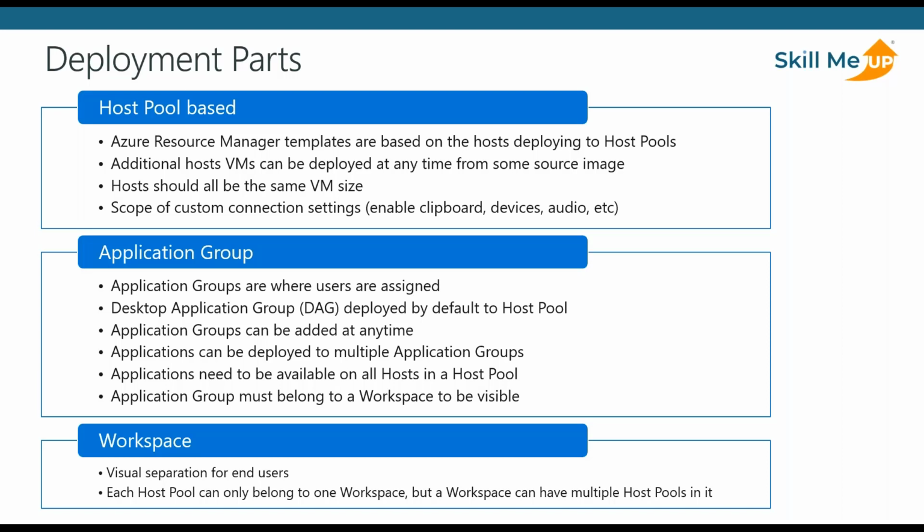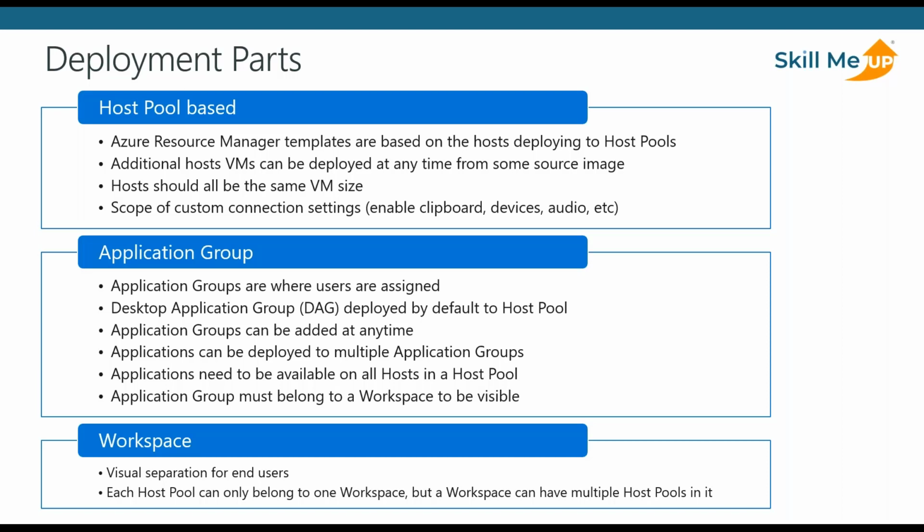And then when you go to actually do your deployments, these are the main pieces that are going to be involved whenever you're doing your deployments. You have your host pool, which is again what your Azure Resource Manager templates are based on. The additional host VMs can be deployed at any time from the same source image. So if you deploy 2 VMs and realize that okay, we're actually growing enough where we need a third, you can actually go back and just redeploy and it'll spin up a third system. And that's all based around your host pools.